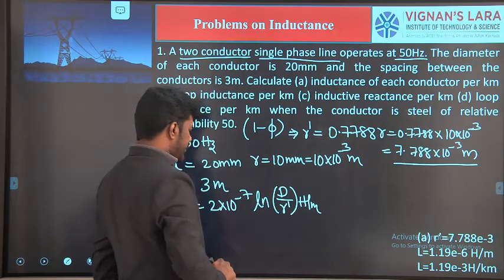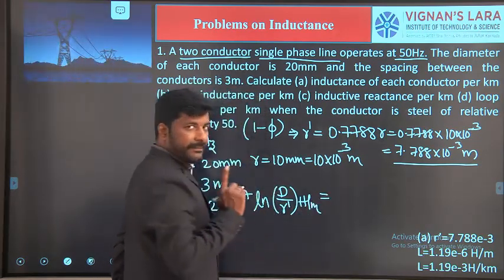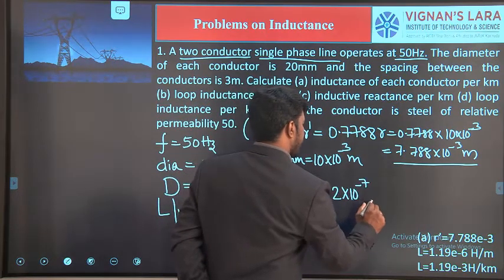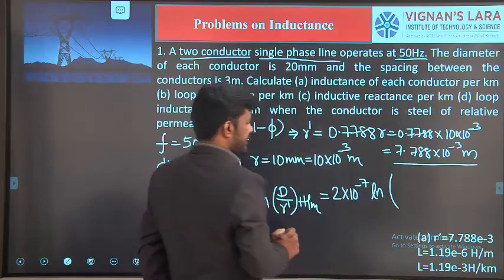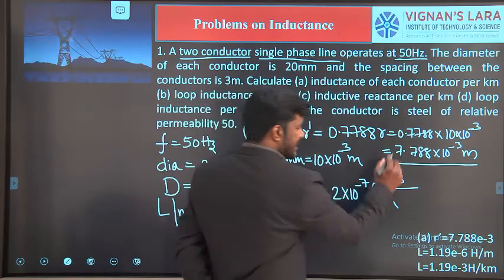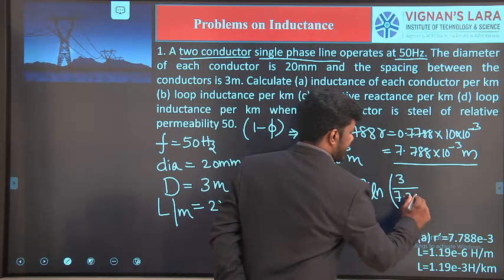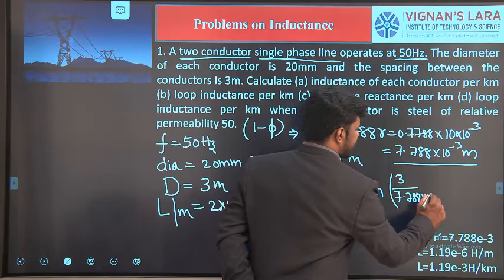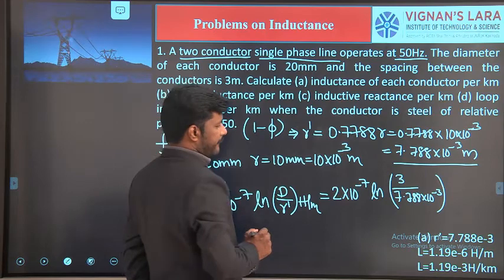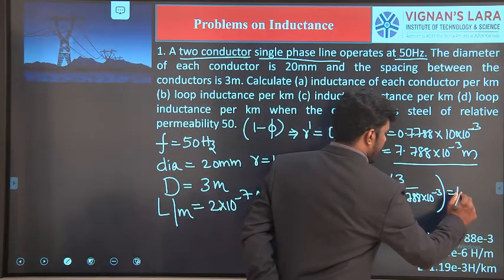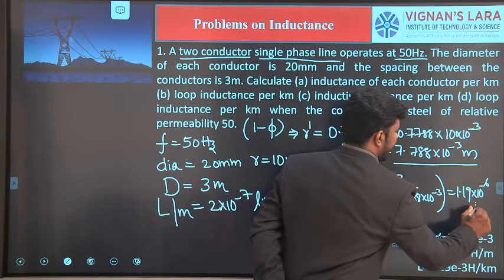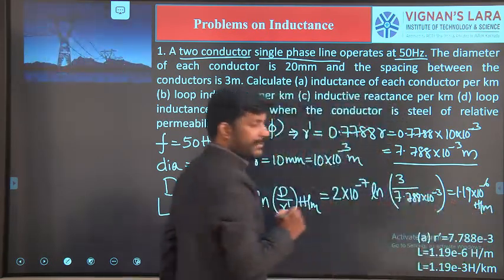Substituting all of them here, we will get the inductance per meter length as 2 into 10 power minus 7 ln of distance D, which is equal to 3 meters, by r dash. The r dash value is a calculated value, 7.788 into 10 power minus 3. Simplify this in the calculator and you will get the per meter value as 1.19 into 10 power minus 6 Henry per meter. This is the inductance for 1 meter length.